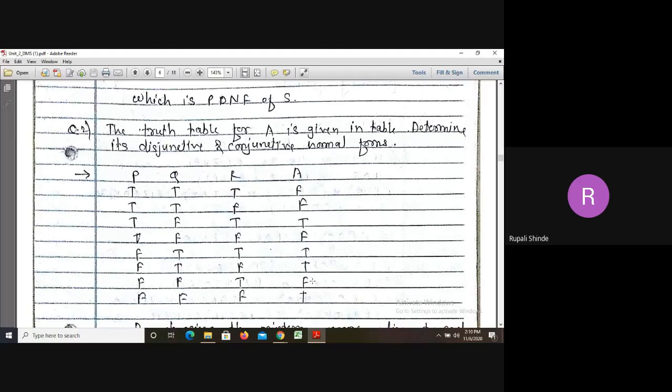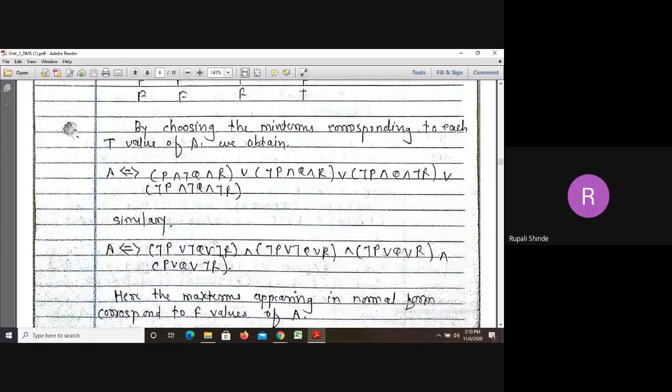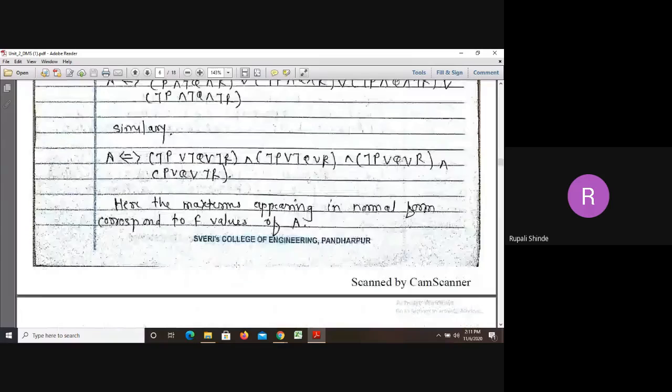Yes. Now all these maxterms should be connected together by which symbol? And. Okay. So these are 4 maxterms, whatever we got, and all these are connected together by and symbol. So this is product of sums canonical form, that is PCNF form. Good.